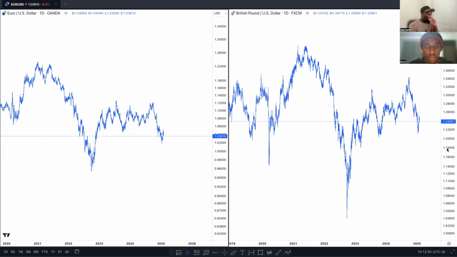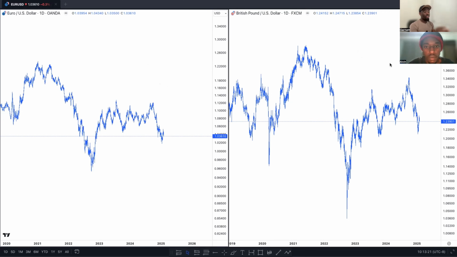So you cannot use, let's say, 1.000. You cannot just say, okay, because 1.000 is a psychological level, I'm going to look for 1.000 on Euro USD, and at the same time, I'm going to look for 1.00 on GBP USD. You can do something like this. So the pair determines the psychological level for you.